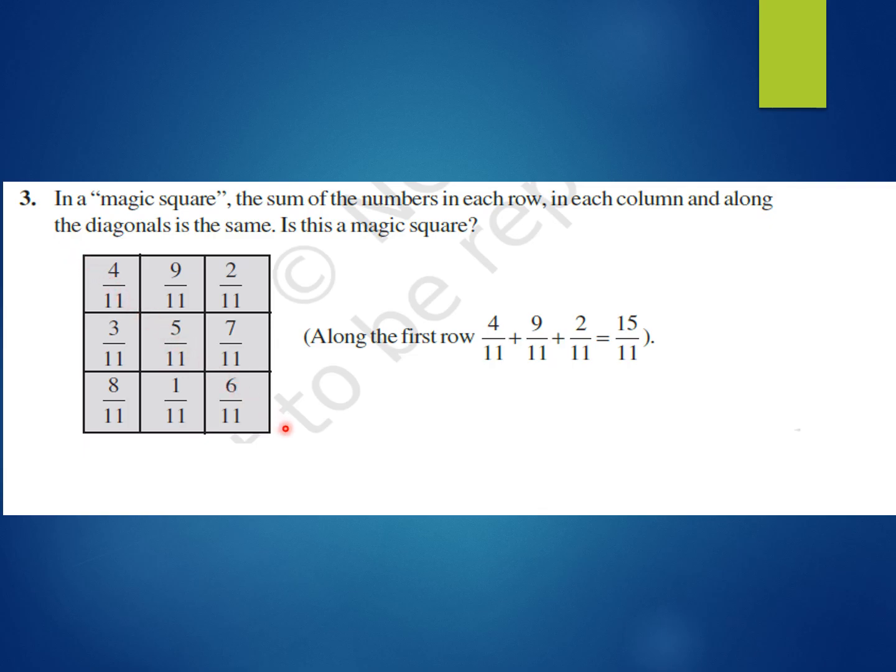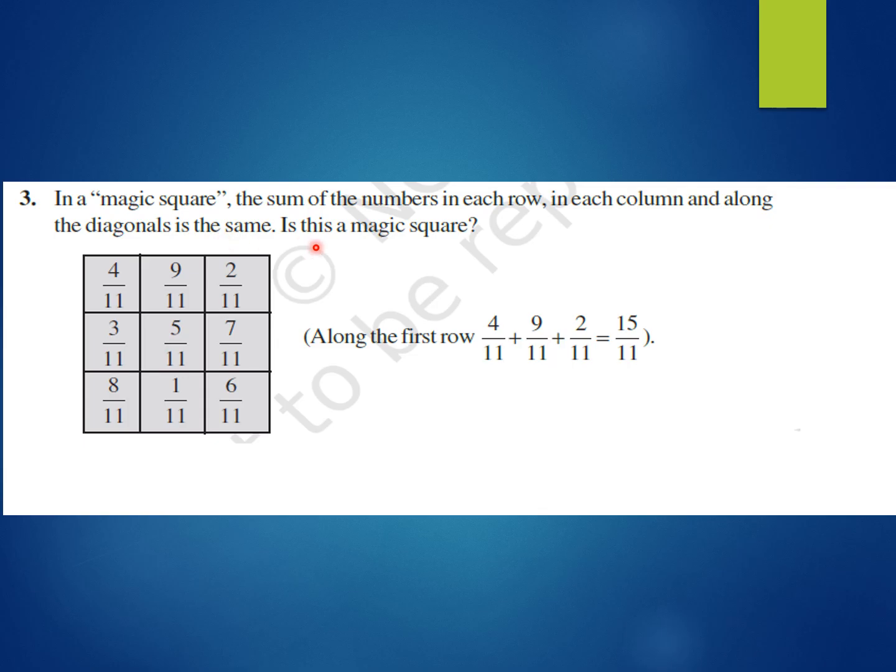You can see my arrow. This is a diagonal. Similarly, this is a diagonal. So we understood that the horizontal lines are rows, the vertical lines are columns, and these lines at an angle are diagonals. Okay. Now it is saying in a magic square, the sum of numbers in each row, in each column, and along diagonals is the same.